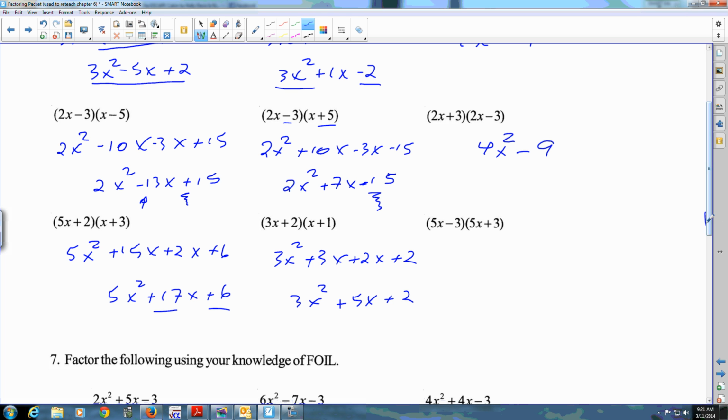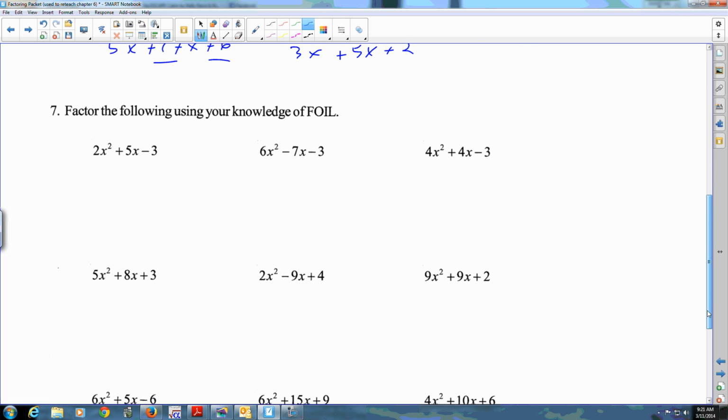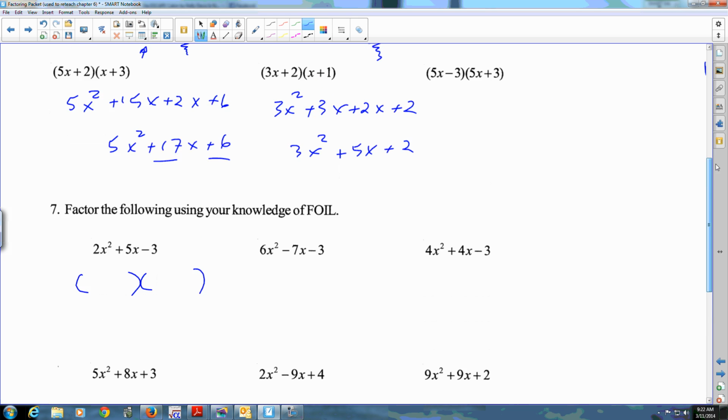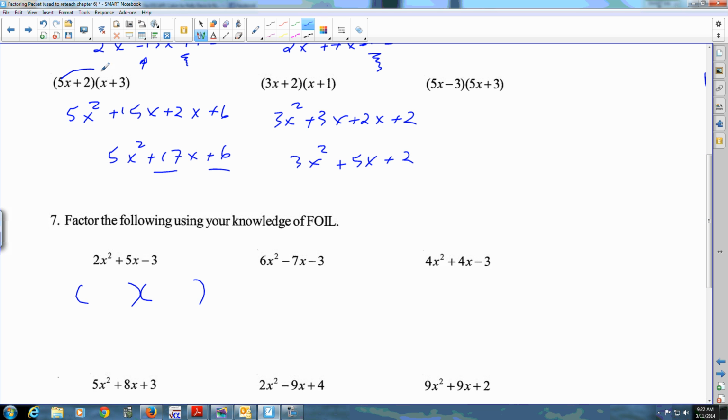Okay, so when I ask you to come and FOIL these, you have to understand the pattern above. You have to understand FOILing. You know that the first two things multiplied together to give you the 2x squared, just like up here. These two things had to multiply together to give you the 5x squared. So what's my only choice for getting the 2x squared? Well, I need a 2x and an x. The ends multiplied together to give you the end. The ends are multiplying together to give you negative 3.